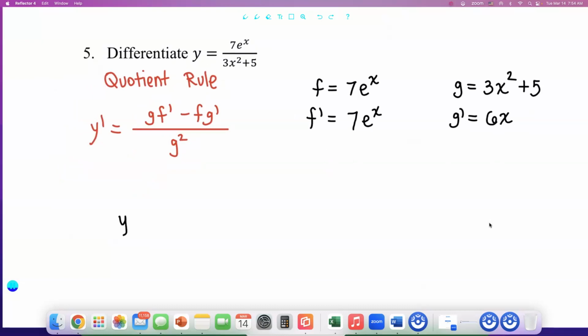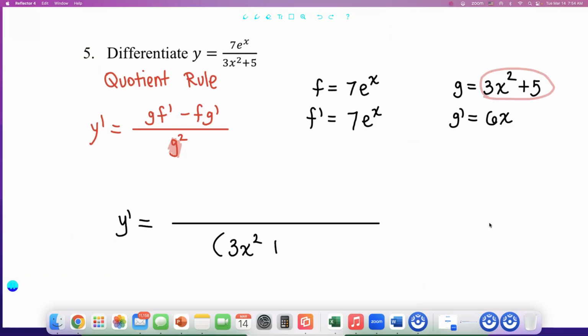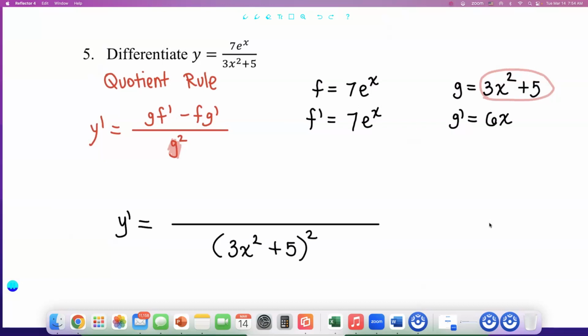Y prime equals. In the bottom of this fraction, I have to put g squared. See, it says g squared in the denominator. Where's g? That's my g. So I'm going to put 3x squared plus 5 raised to the second power. Let's go to the top of the fraction. Start with g again. So I write down 3x squared plus 5. And I'm going to multiply this by what? F prime. Let's go find f prime.